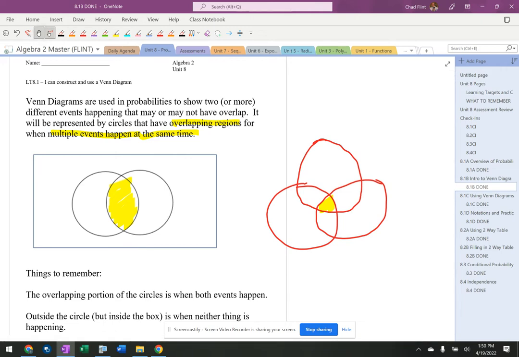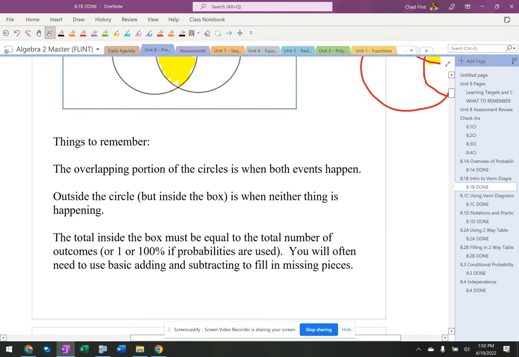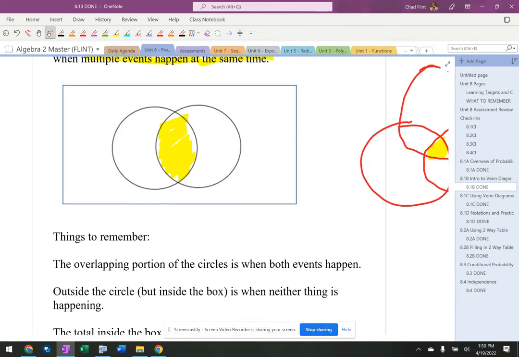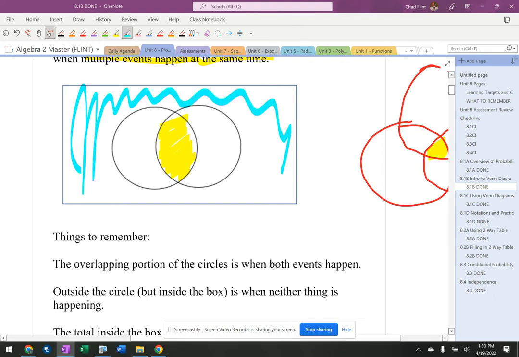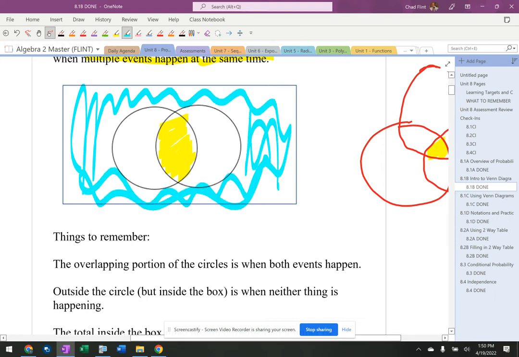Okay. So when I look at these, there's going to be labels on there and stuff like that. We'll deal with that when we start solving some problems. But the overlapping portion is where both events happen, or more than one. Outside the circle, but inside the box, so any of this stuff out here, that is where neither one of the two things is happening.